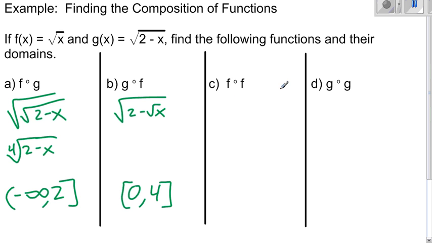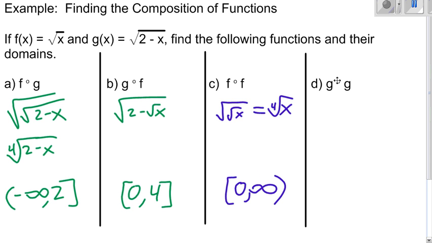For f of f, we're going to plug square root of x in for x. So it'll be the square root of the square root of x, which is actually the fourth root of x. So similar to what we were talking about here, can't do fourth root of anything negative, so 0 to infinity will be our domain.